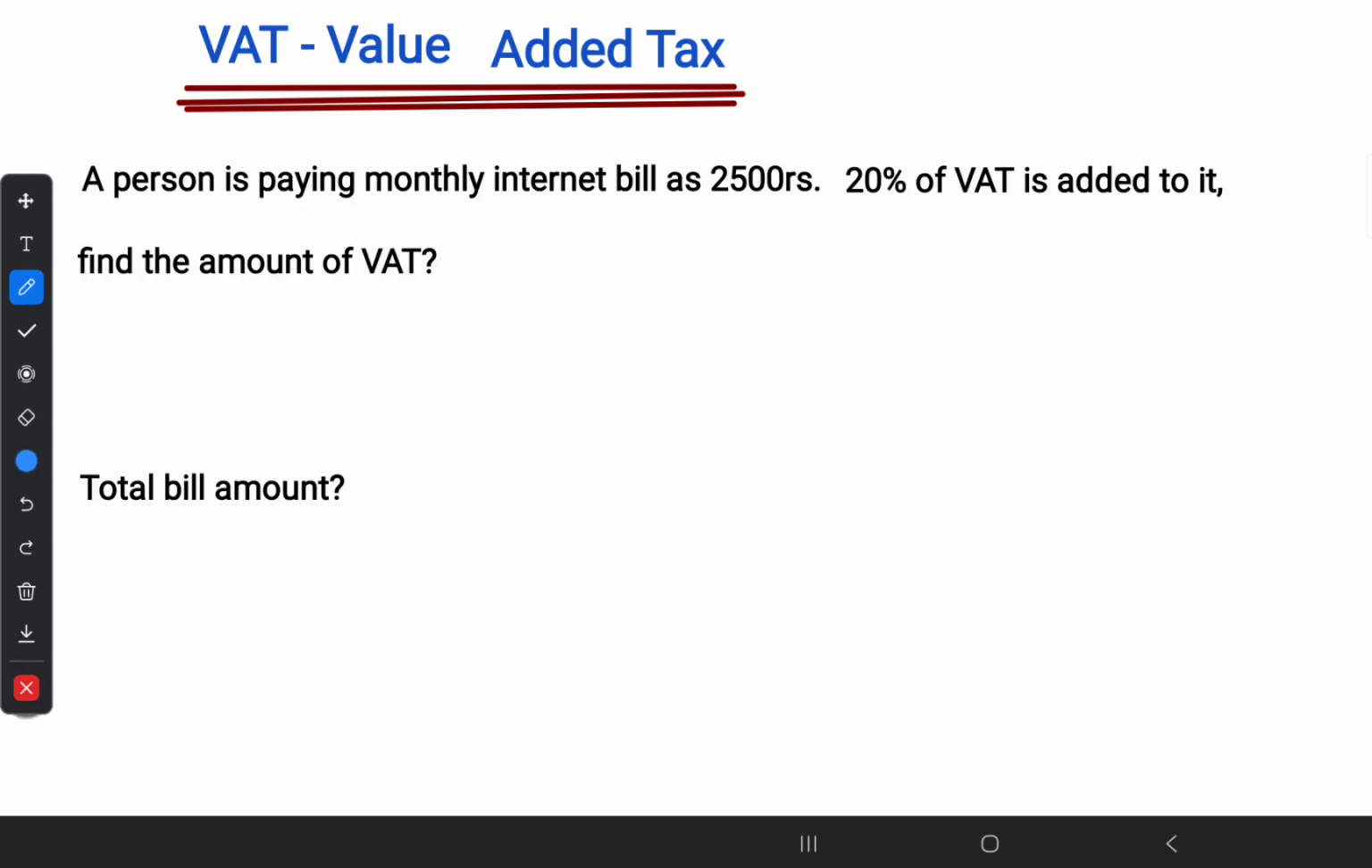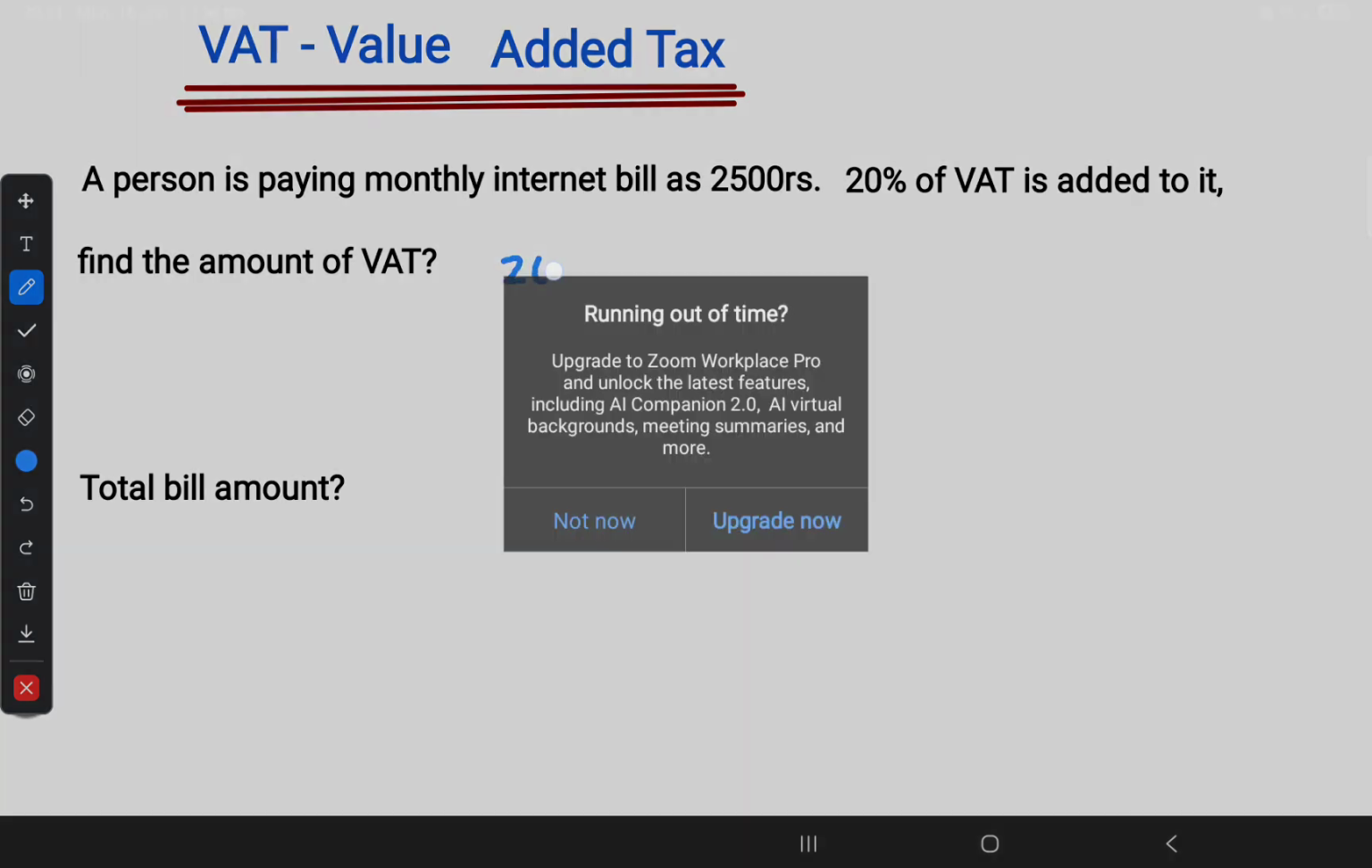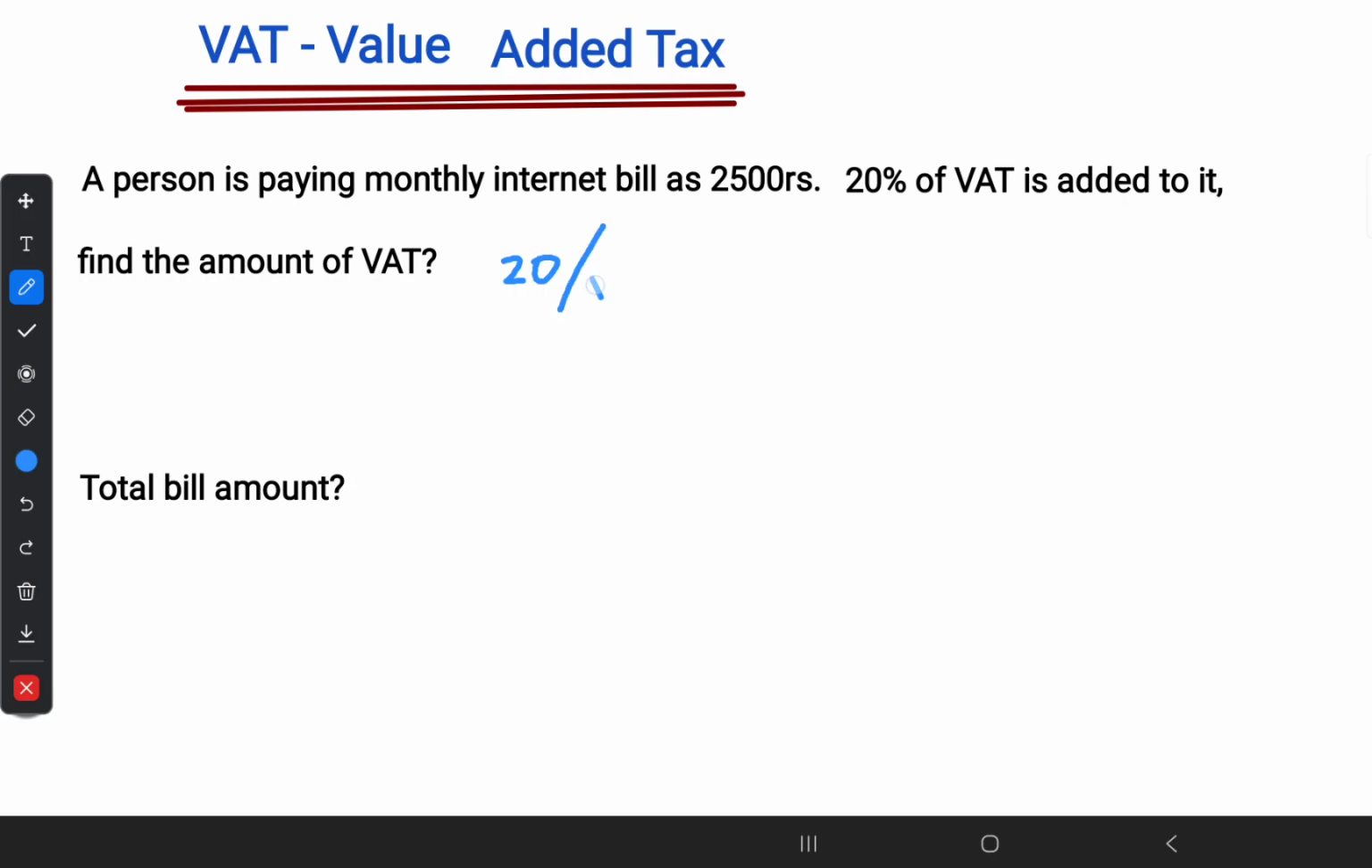In this question, a person is paying a monthly internet bill of 2,500. That is a comfort item, a comfort service, the internet access. 20 percentage of VAT is added to it. So this is the original amount of the internet bill, and for that 20 percentage of additional VAT. So you need to find the VAT amount. 20 percentage of 2,500.